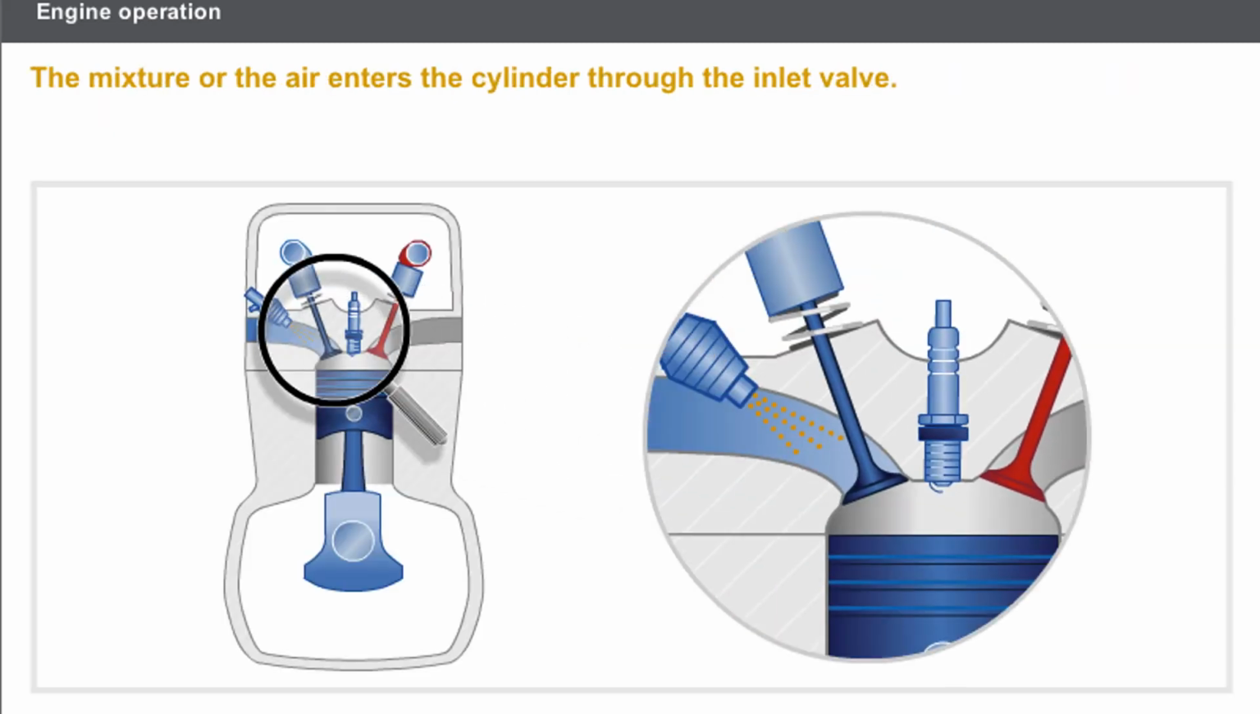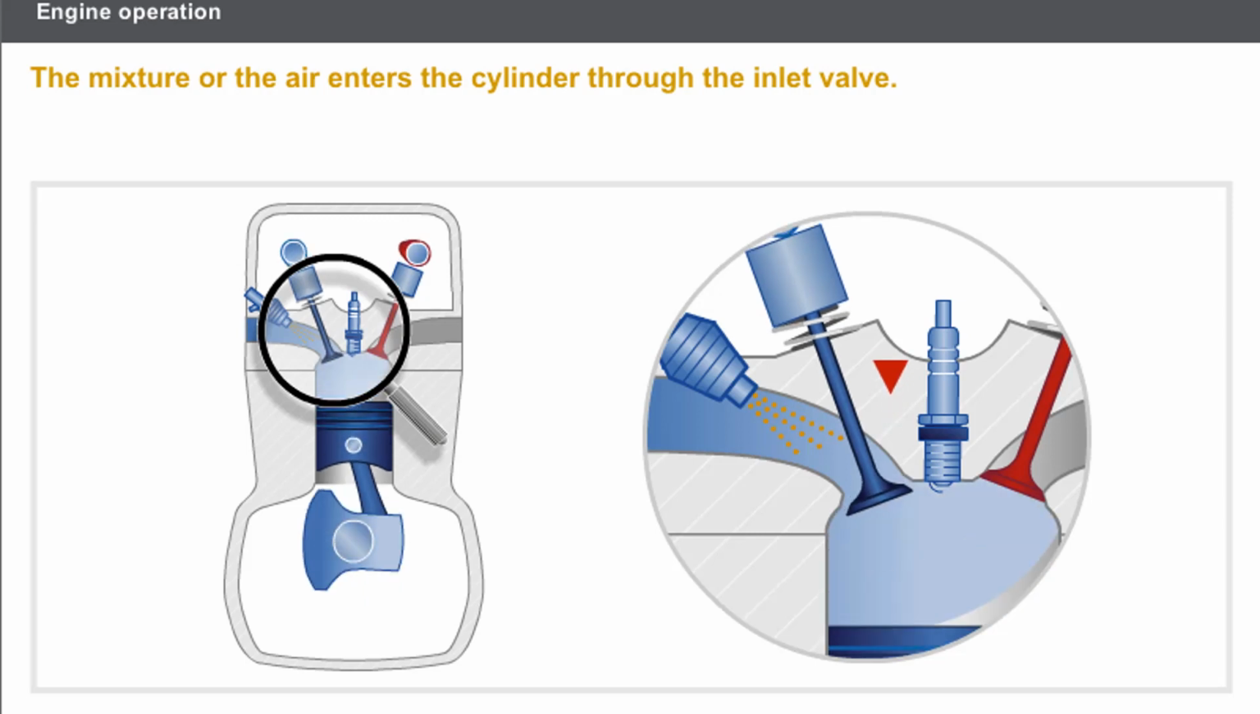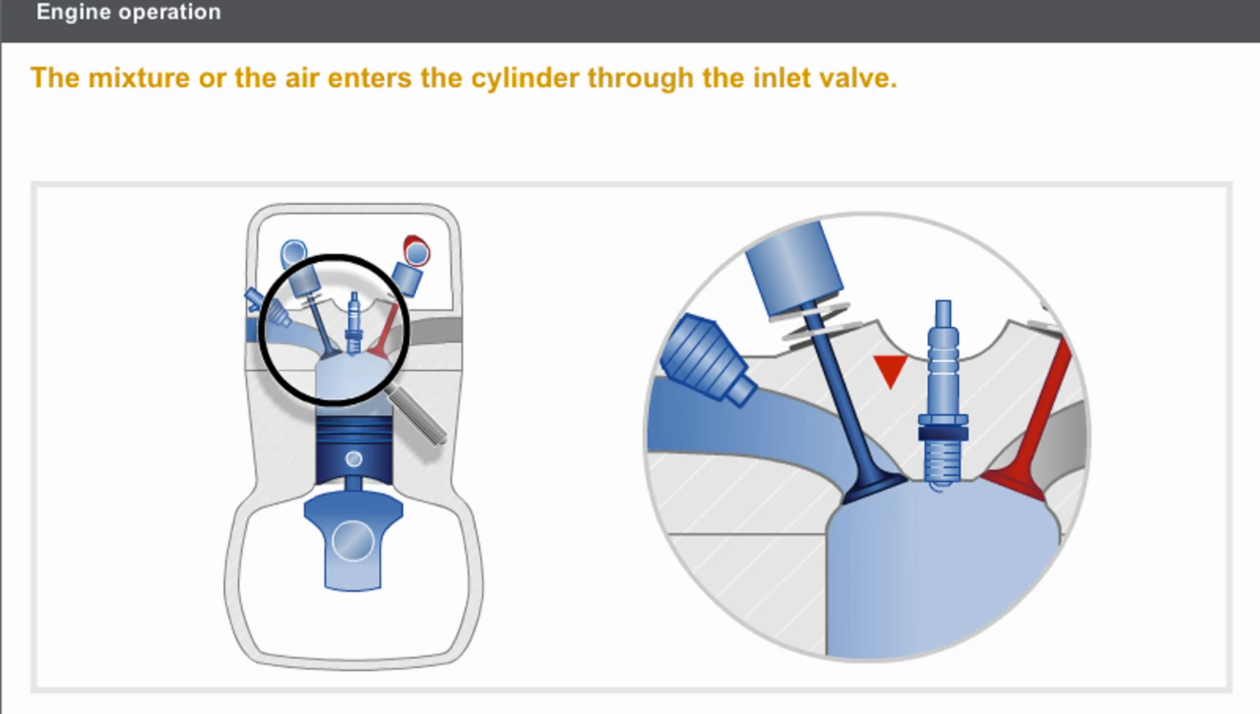First, let's take a look at the first phase of the cycle, the intake, induction stroke. The piston descent creates a vacuum which draws in the mixture or the air through the open inlet valve. During this stroke, the exhaust valve is closed. The piston reaches the bottom dead center and the inlet valve closes.